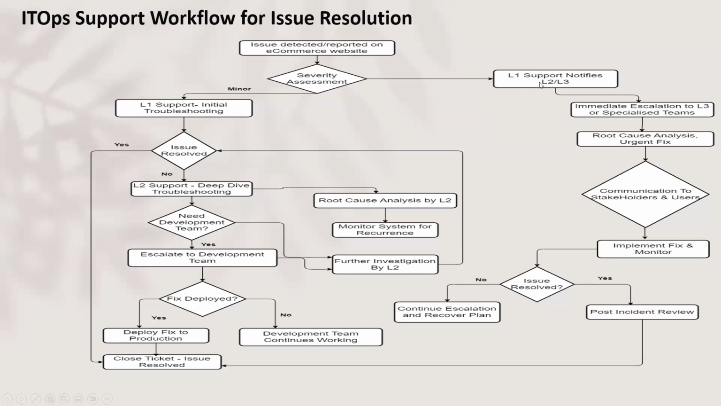And then for a major issue, L1 support notifies L2 or L3, and then there is immediate escalation to L3 or specialized teams. Root cause analysis or urgent fix is made, and communication to stakeholders and users. Then implement the fix and monitor, and see if the issue is resolved. If the issue is not resolved, then the L3 team continues escalation and the recovery plan. And if the issue is resolved, then post-incident review is made, and then the ticket is closed.